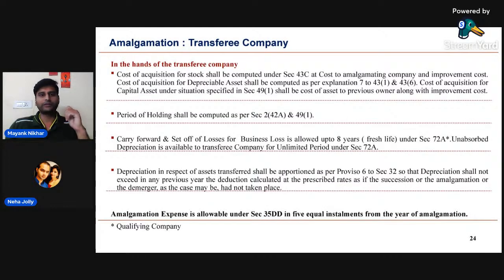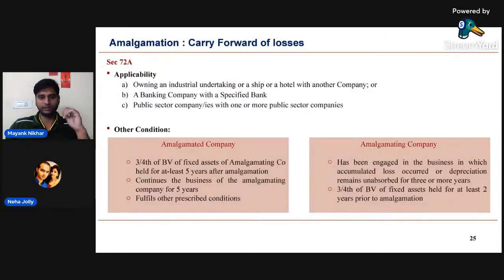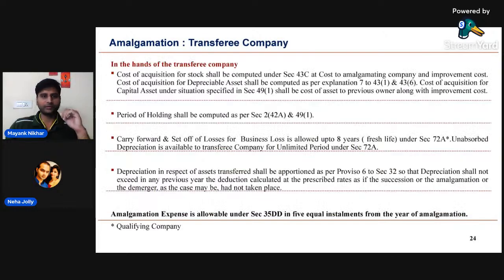So in the hands of the transferee company, what will happen? Cost of acquisition of stock shall be computed under 43C at cost to the amalgamating company and improvement cost. Cost of acquisition for depreciable assets shall be as per explanation 43(1) and 43C. Cost of acquisition for a capital asset under situations specified under section 41(1), 49(1) shall be the cost of the asset to the previous owner along with improvement cost.